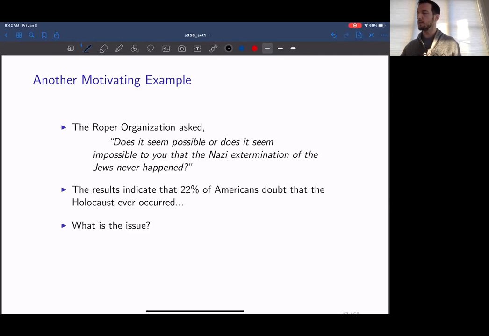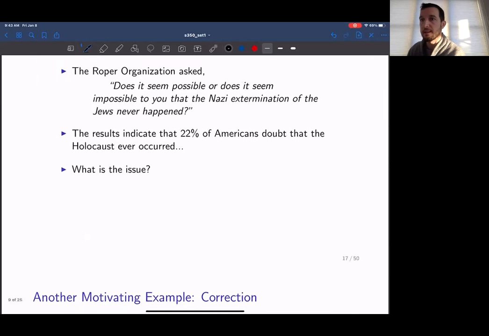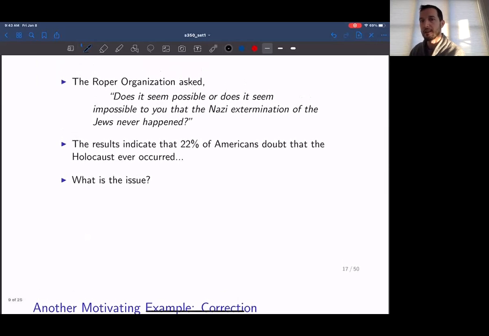So the question is written, does it seem possible or does it seem impossible to you that the Nazi extermination of the Jews never happened? Now, what ended up coming out of this particular question was a statistic that said the results indicate that 22% of Americans doubt the Holocaust ever occurred. All right, so this is a very high percentage of people. I think most of us would consider this to be a high percentage of people saying that this particular event in history, which is very well documented, didn't happen.